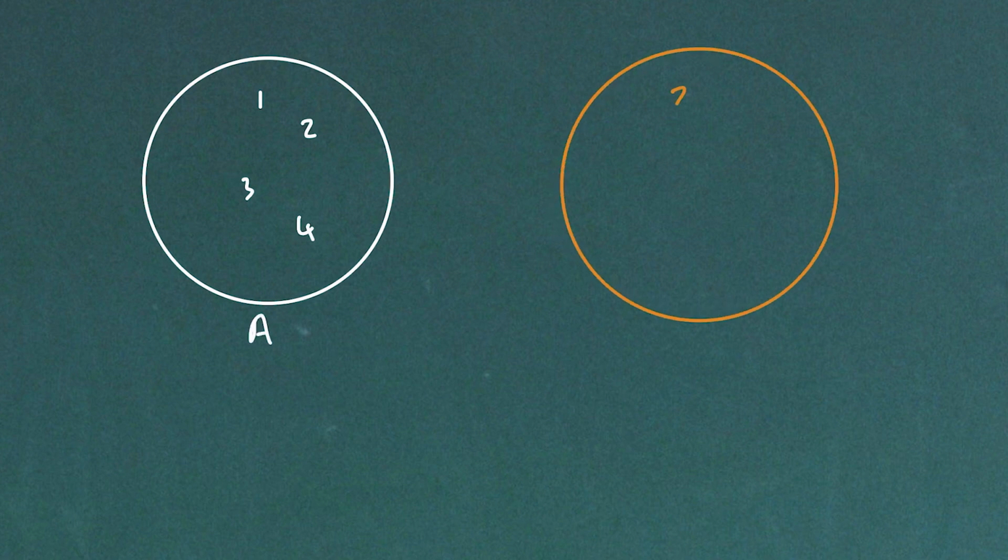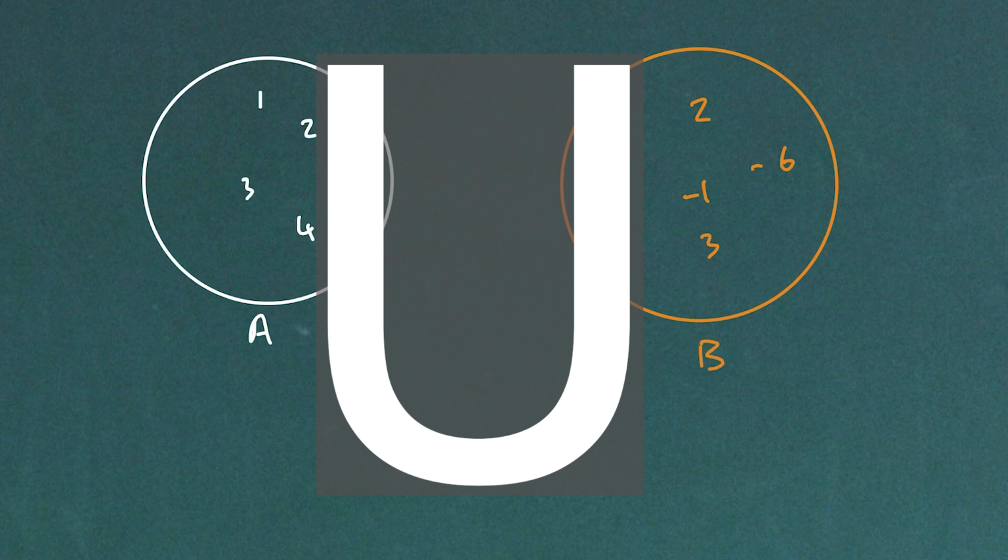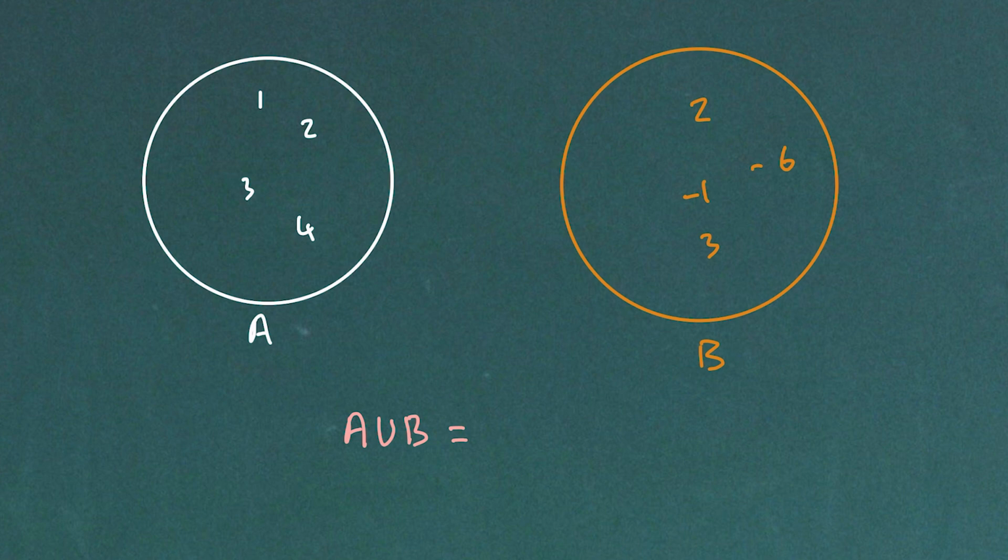If I had a set A, and the set A has elements 1, 2, 3, 4 inside, and also have set B with elements 2, 3, -1 and -6. The symbol that looks like a U is known as the union, and the way I like to think about it is that it unifies everything. So A union B means all the elements of A and all elements of B. So that would be 1, 2, 3, 4, -1, -6, 2 and 3.